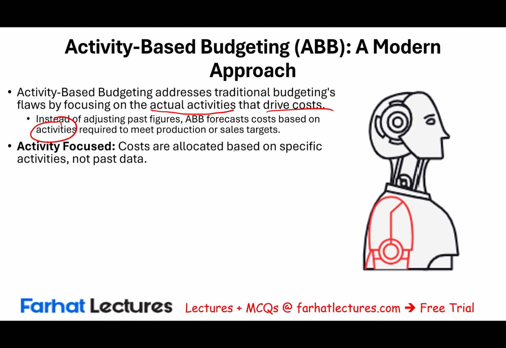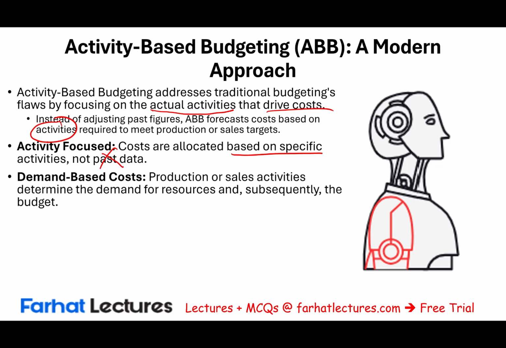So cost is allocated based on specific activities, not past data like in the traditional method. Why? Because the assumption here is that the production is changing, the product is changing, the product is specialized. Not all products are the same. We have a lot of overhead, a lot of different products. So it's a demand-based cost. Production or sales activities determine the demand for resources and subsequently the budget.